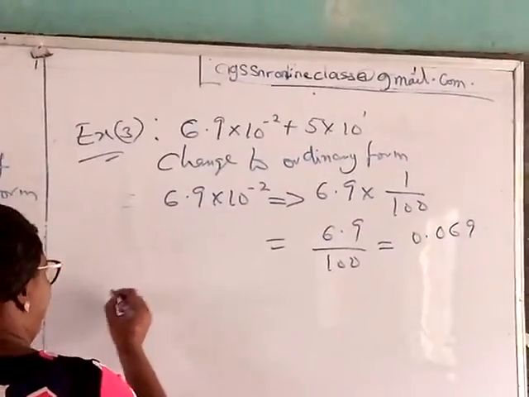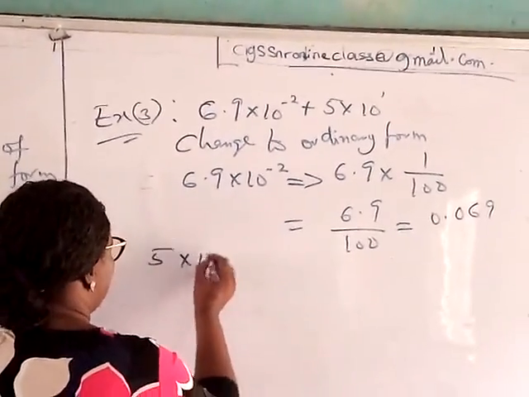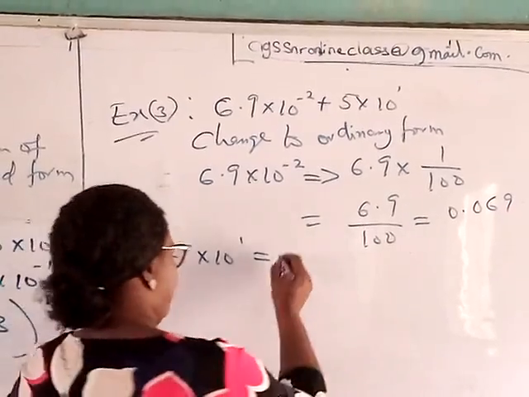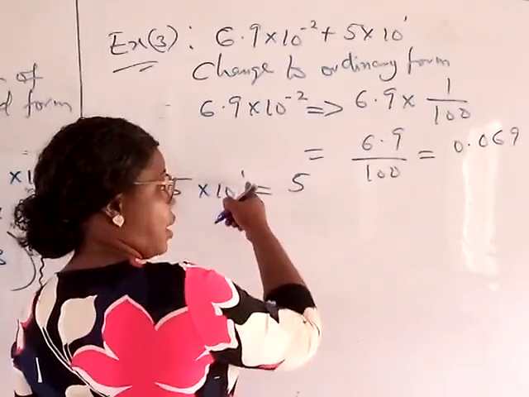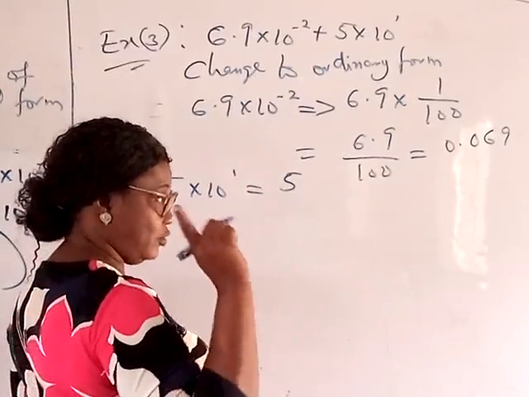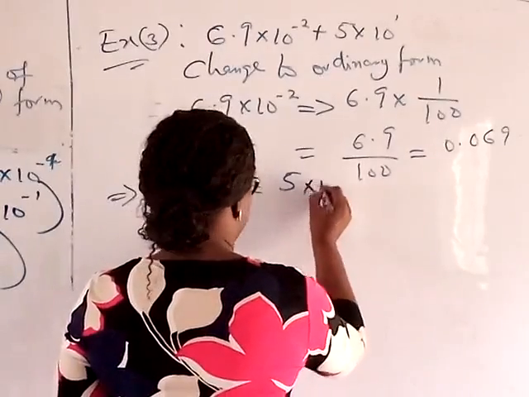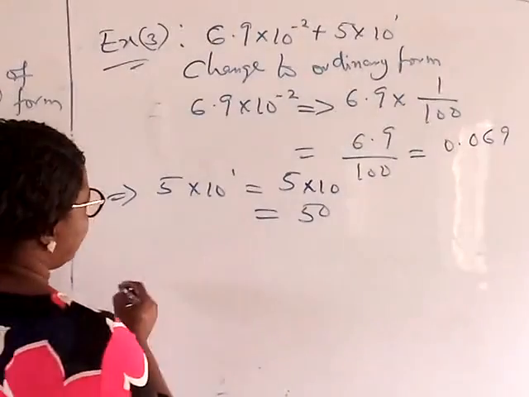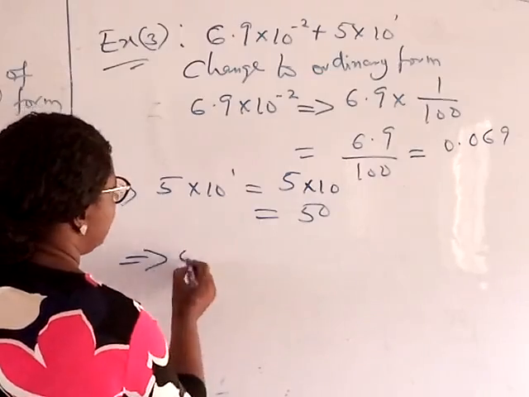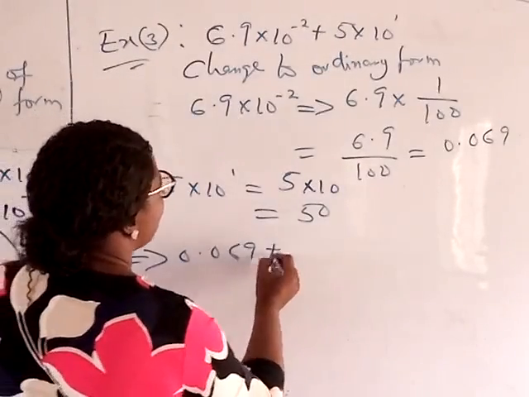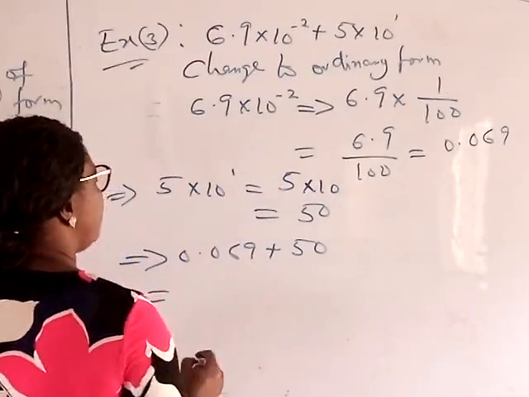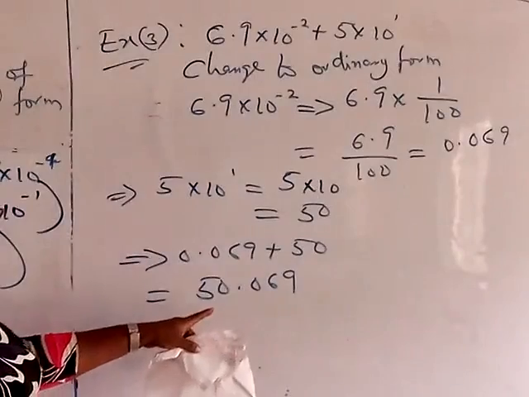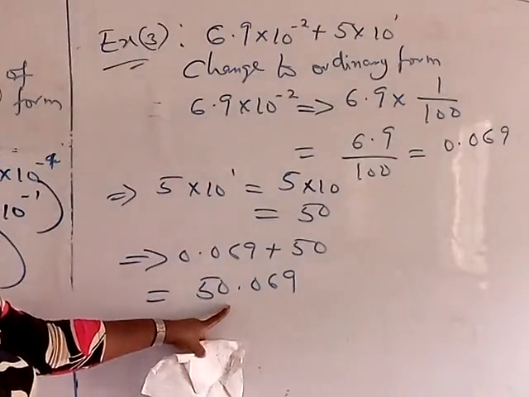Then the second number there, which is 5 times 10 raised to the power 1. Changing that one to ordinary form, you have 5 times 10 raised to the power 1 is the same thing as 10. That is 10 just in one place. And that gives us 5 times 10, leaving us with 50. So, for the two numbers now, that means we have 0.069 plus 50. And when you add up, you have 50.069.